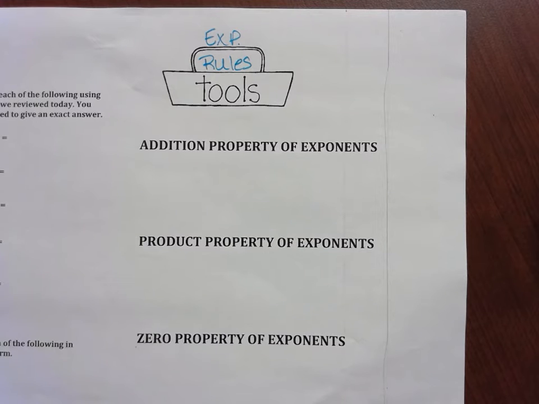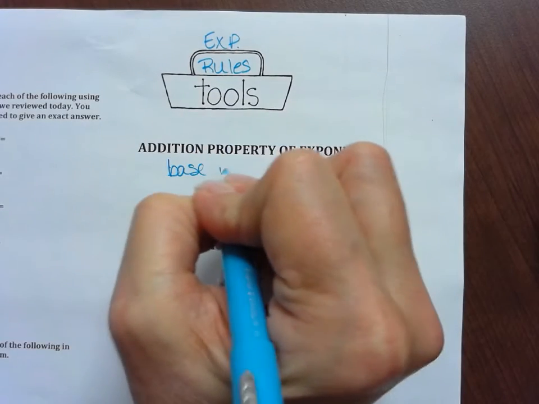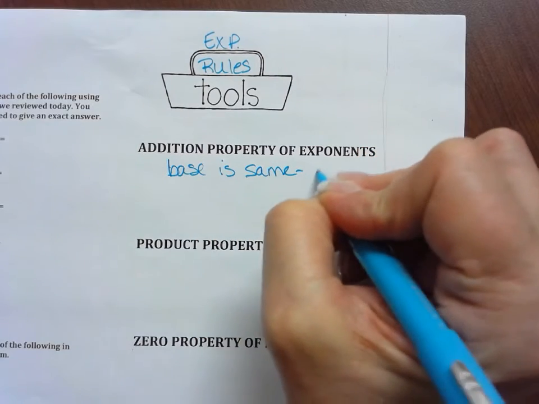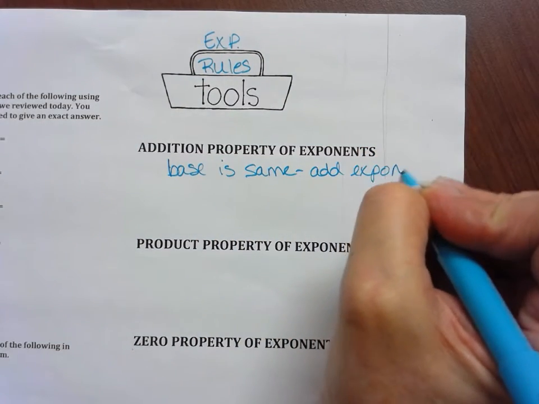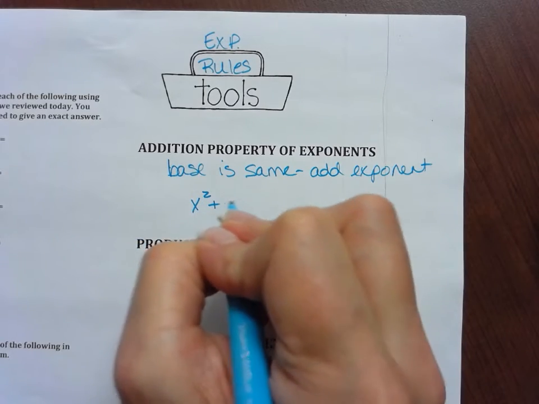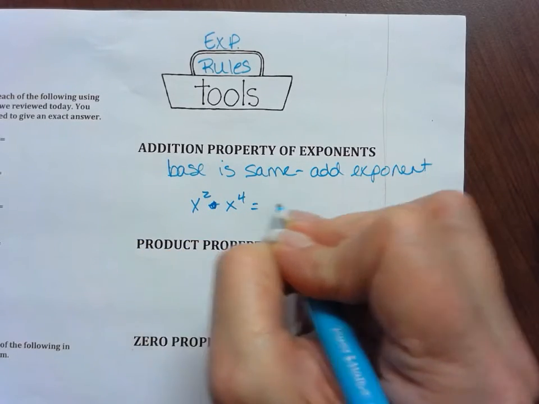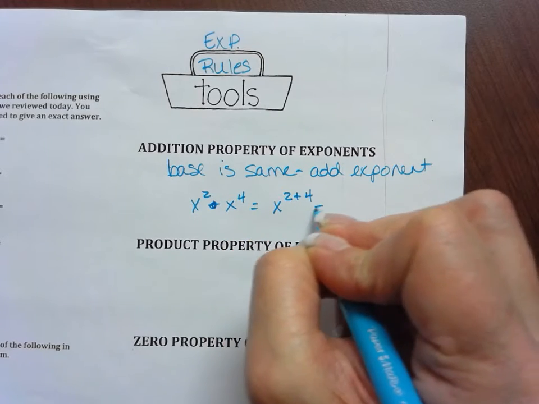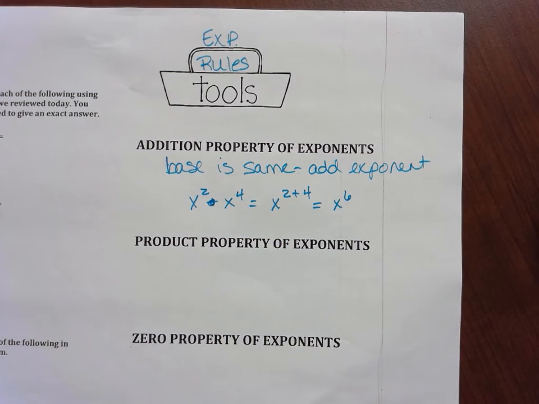Who's the first one on my card? Liz, what'd you get for your addition property of exponents? The base is the same when you add them. Absolutely. If the base is the same, add exponents. So if I have x squared times x to the 4th, that's the same as x to the 2 plus 4, which gives me x to the 6th. Everybody good on that one? All right.